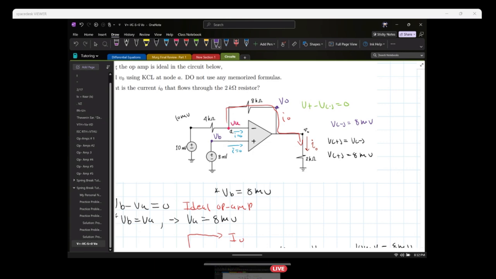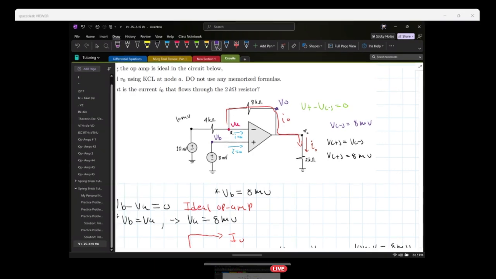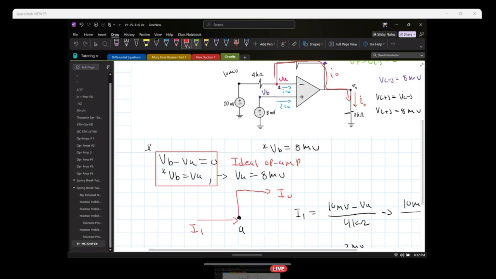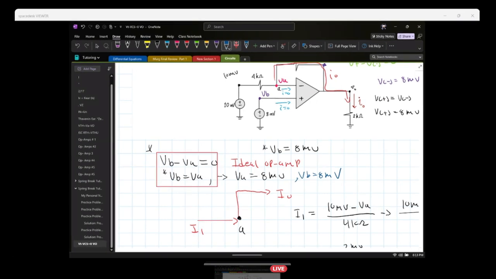Okay, so you said VB is equal to VA, right? Yeah, just because of this equation. And then you said that VA is equal to 8 millivolts because of that, because VV is equal to 8. Yeah. But then why doesn't the 10 millivolts have any effect on the VA? That's my question.